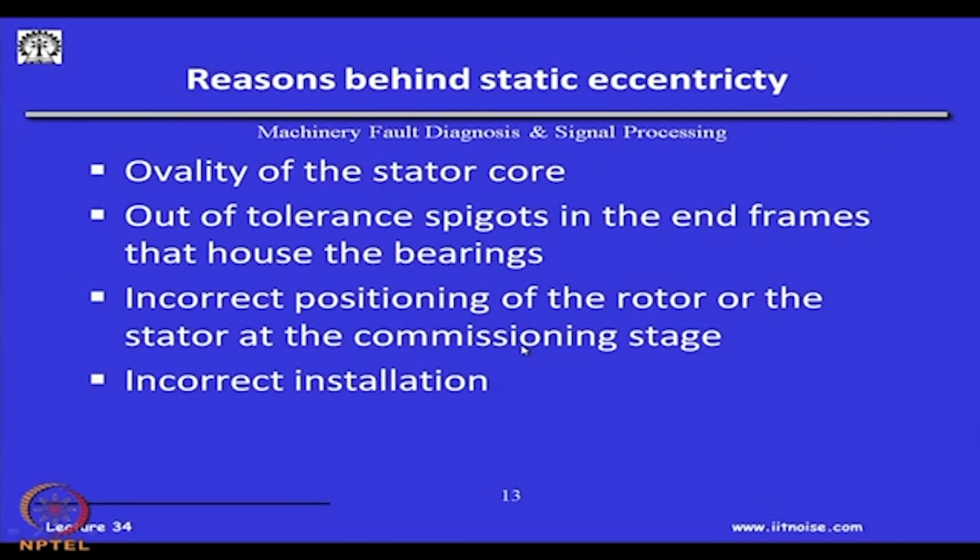Many times the rotors are so heavy that they have to be put right at the site, they have to be installed, and there could be an incorrect installation. One foot is at a higher ground than the other, and there is an angular deviation. So, all these lead to the static eccentricity between the rotor and the stator, and because of this eccentricity there will be an air gap variation, and again we will see frequencies coming up in this current spectra because of static eccentricity.